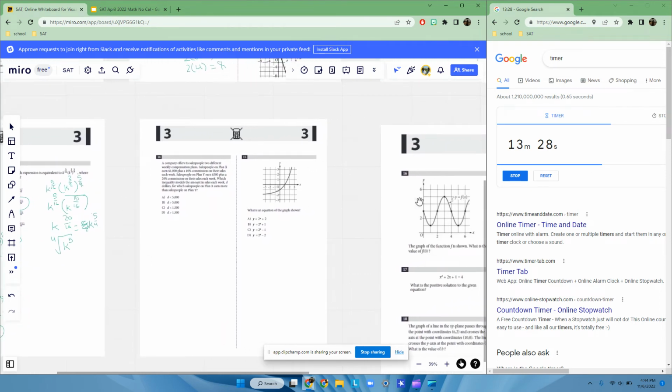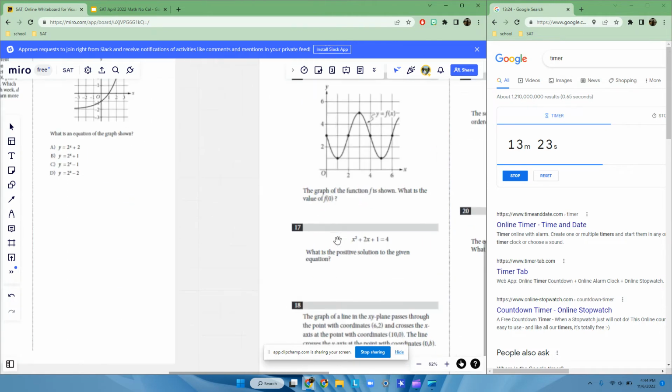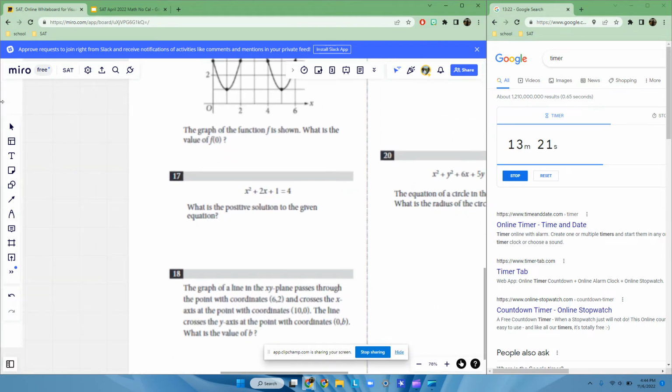Next question. So 14, 15, 16, I won't attempt because I haven't learned them yet for my level. So we're going to move to 17. What is the positive solution to the equation? You're going to start off by simplifying this. So x squared plus 2x, and you can bring 4 to this side, is equal to minus 3, is equal to 0. So we're just going to factor them out. You just want to write it out like this so you have an idea.